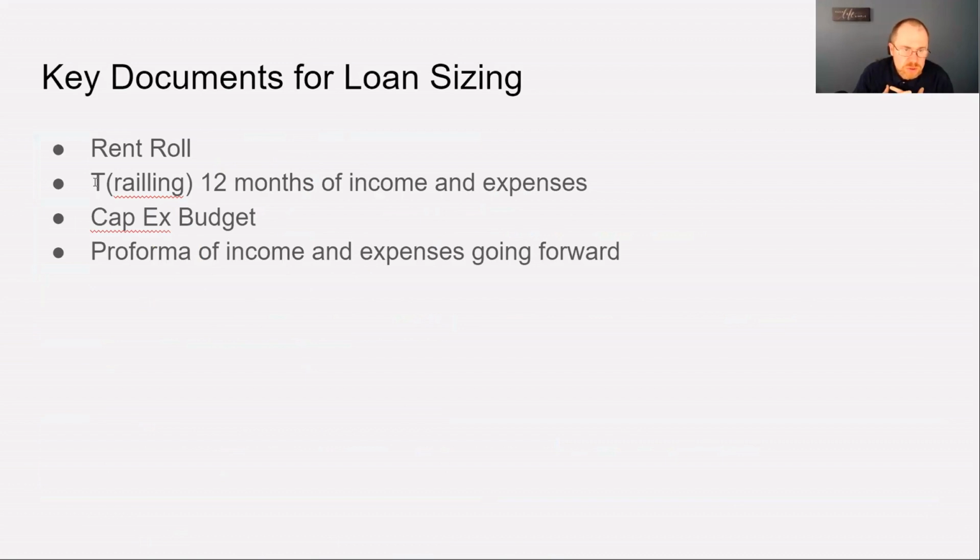From you, they're going to expect your capex budget, the capital expense to do the renovations to the unit interiors and to the exterior. They're also going to expect from you a pro forma of income and expenses going forward. That's something we discussed in a prior call about the underwriting process. So that's what they're going to ask of you.